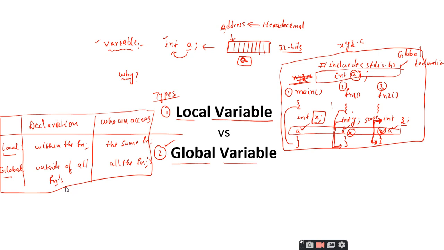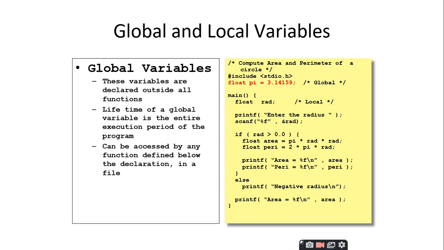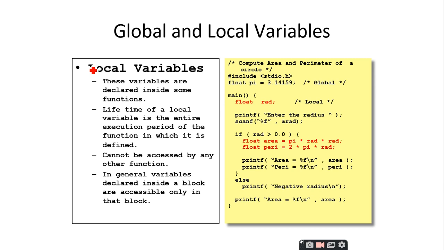The topic is not yet over. Let me have the slides here. Let me discuss the local variables first. Local variables are variables declared inside some functions. This is what we have discussed. The lifetime of a local variable is the entire execution period of the function in which it is defined. We'll discuss all these things in storage classes. As I told, local variables cannot be accessed by any other function. They can be accessed by the same function in which they are declared.